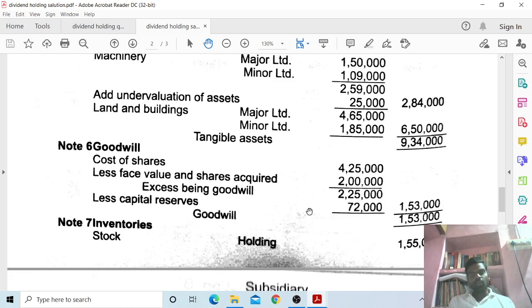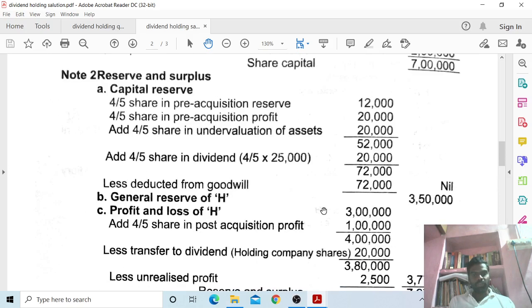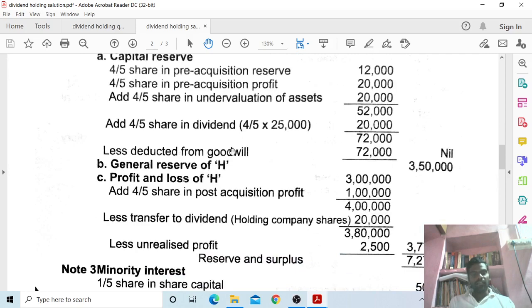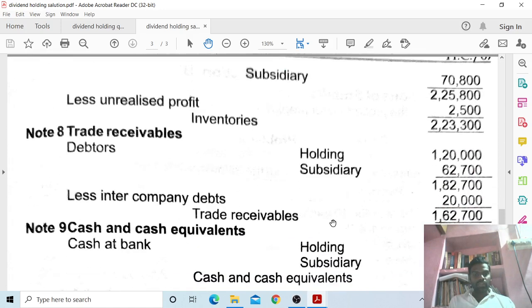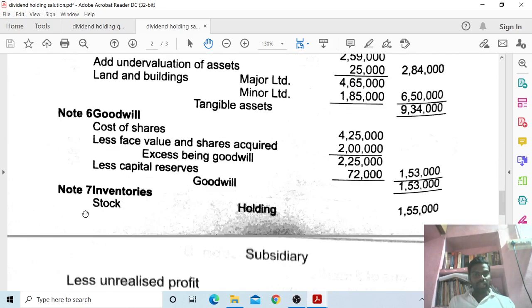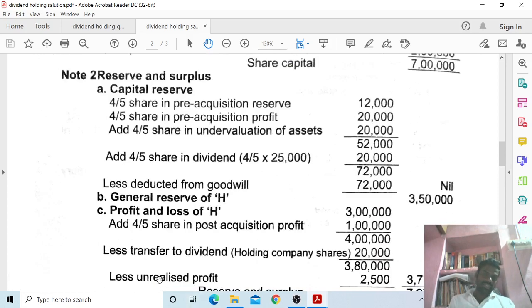So for that, 72,000 less here. Here also the same, 72,000 less, note number 2. It is deducted from goodwill, 72,000. So here the capital reserve is deducted, 72,000 remains: 2,25,000 minus 72,000 is 1,53,000. These two are very important notes.